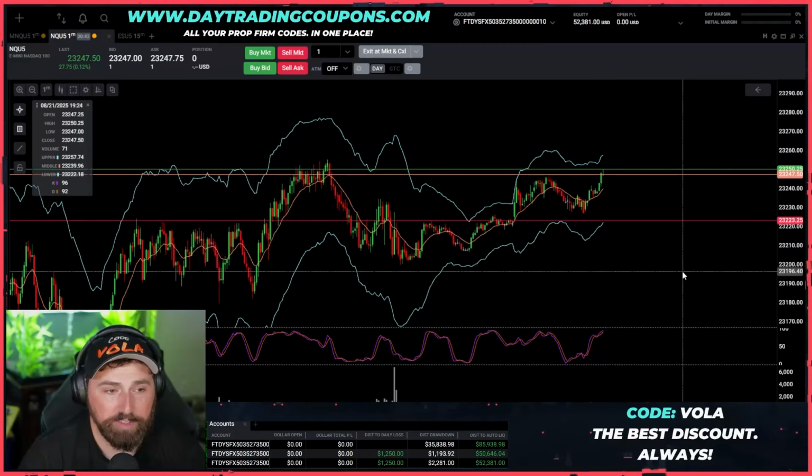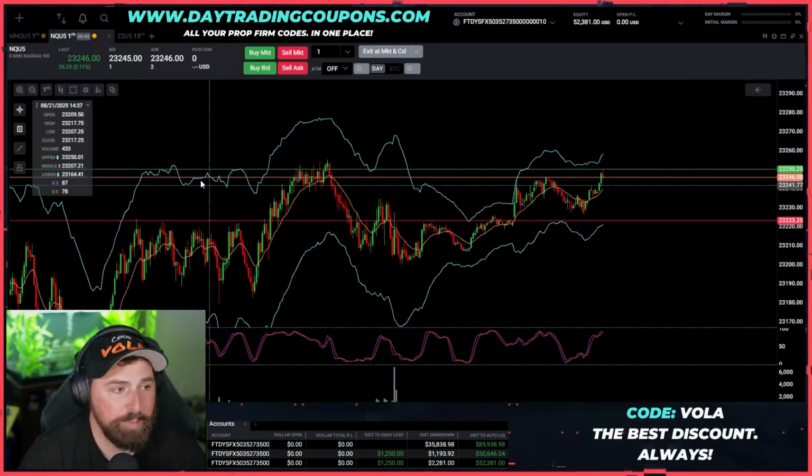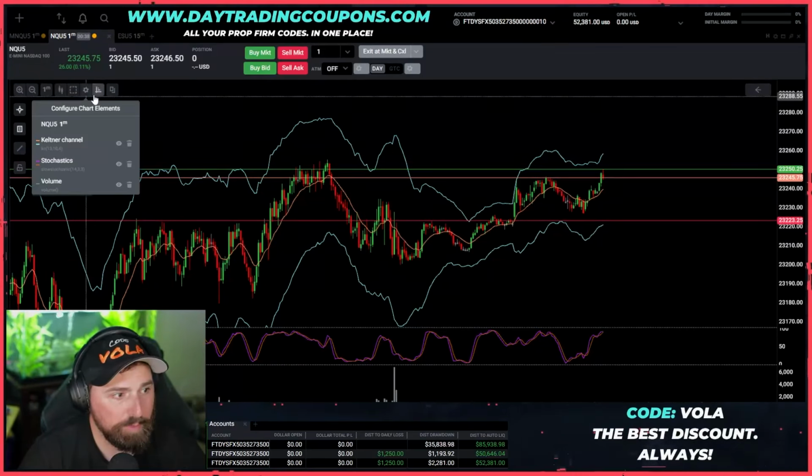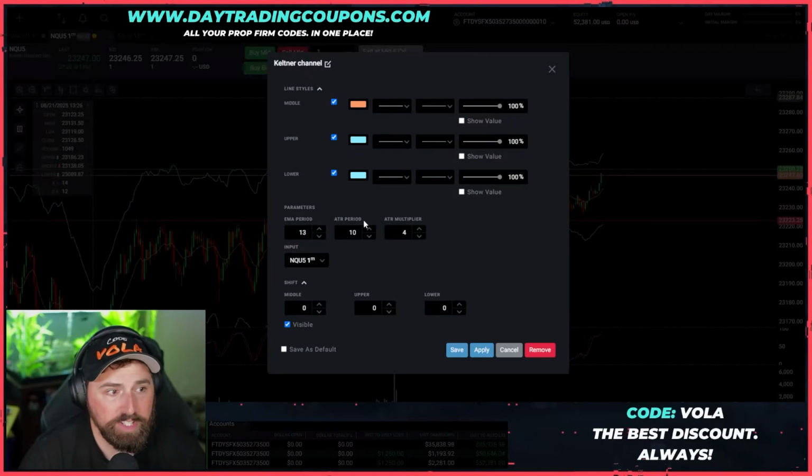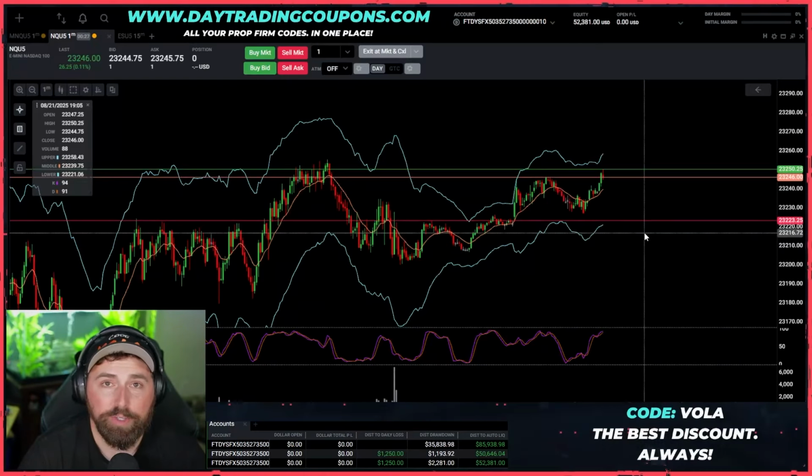These are the Keltner channels. I have them on the 13 EMA inside the settings. Here, let me pull them up for you real quick. 13 EMA. The ATR period is 10, which is the standard, and the ATR multiplier that I use is 4. It's that simple.